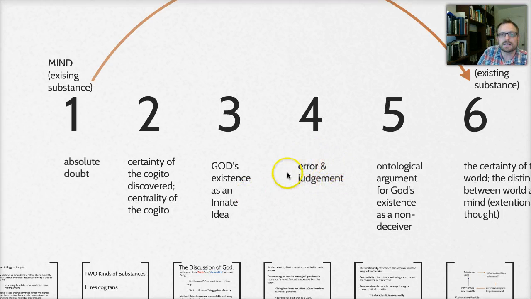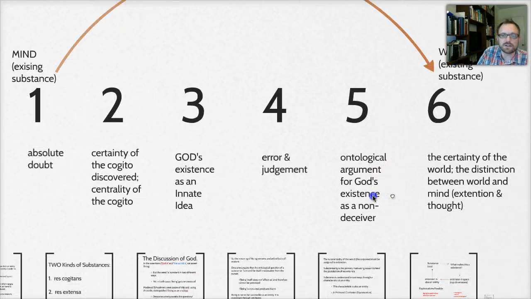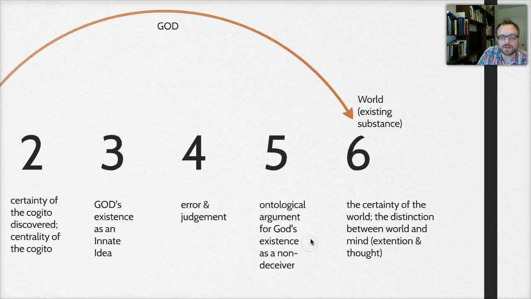And in Meditation 4, Descartes talks about error in judgment, and really recognizes that error occurs when we race ahead of our judgment, and we don't perceive things clearly and distinctly. And in 5, he gives an ontological argument for God's existence. And then finally, with Meditation 6, because God cannot be a deceiver, right? There is certainty of the world, and it's in Meditation 6 where Descartes discusses at length the distinction between the world and the mind, and in particular, he discusses at length the idea of extension.